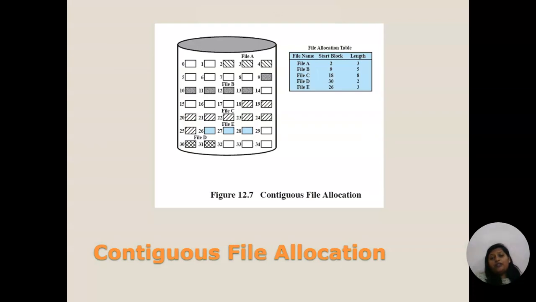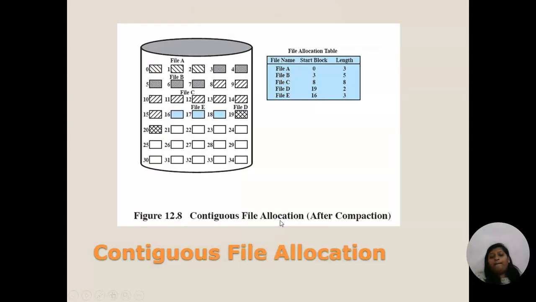So this is about contiguous allocation. The diagram represents the contiguous file allocation table: file name, start block, length. File A, B, C, D, E. Depending upon the name, the particular rectangle shows a particular file. Then contiguous file allocation after compaction. Do compaction and then allocate files.